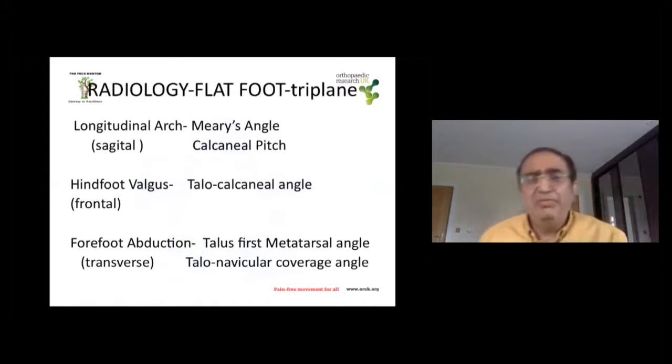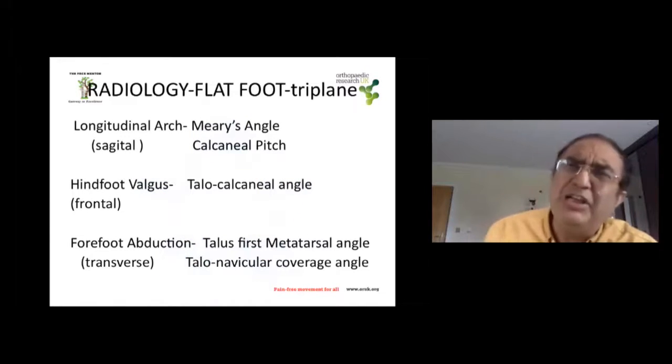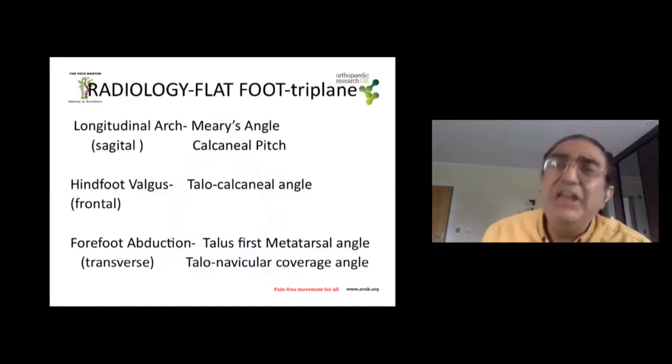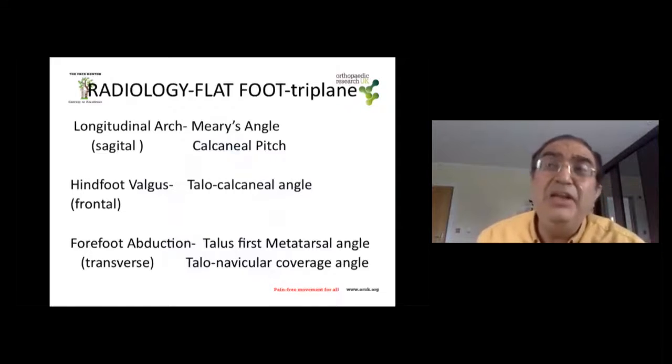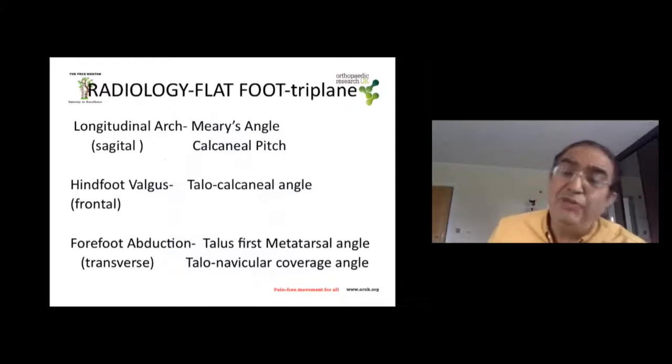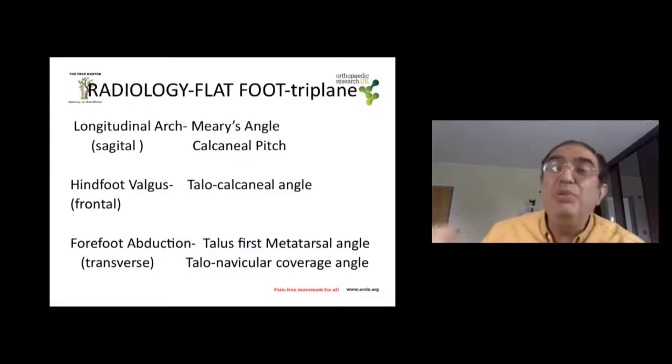So before again going to individual feet, it's very important to understand the radiology of any flat foot. So you know, flat foot is a triplane deformity. You know, there's a deformity in the sagittal plane where there's a sagging of the talonavicular joint. So there's a sagging in the sagittal plane, and you can determine the sagging by two important parameters, the Meary's angle and the calcaneal pitch, which I'm going to show you in the next slide.